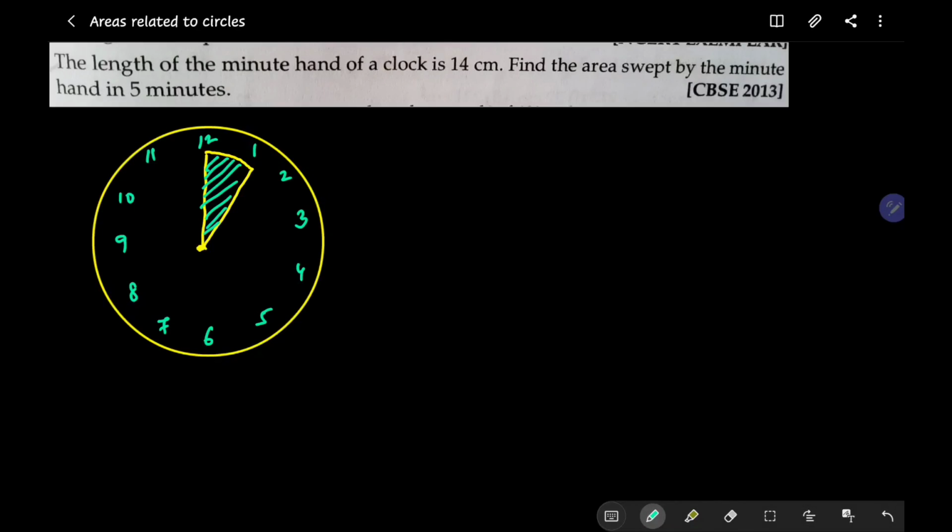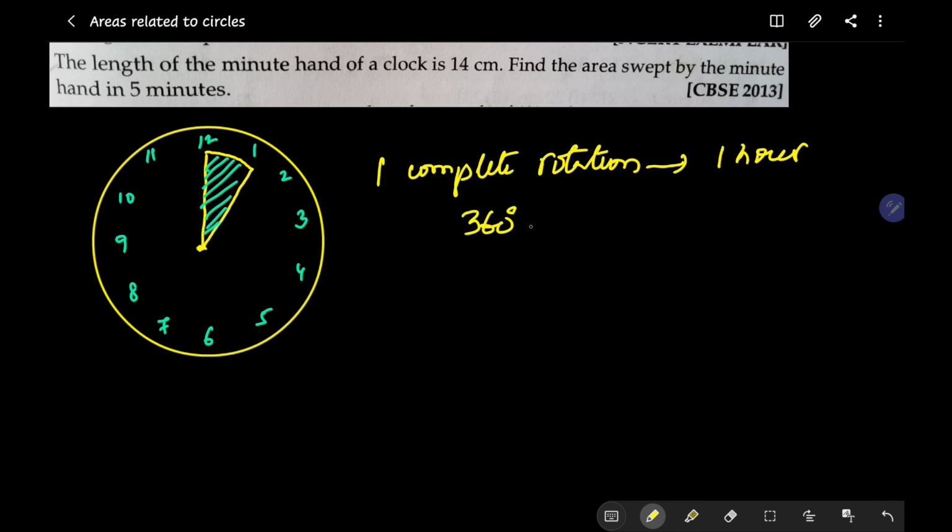This is the final problem for the video. In a clock, the length of the minute hand is given and we need to find out the area swept by it in 5 minutes. Here the length of the minute hand is nothing but the radius of the sector, but we need to find out the angle it makes in those 5 minutes. For one complete rotation, the minute hand takes 1 hour, which means that 60 minutes are required to make one complete rotation of 360 degrees.